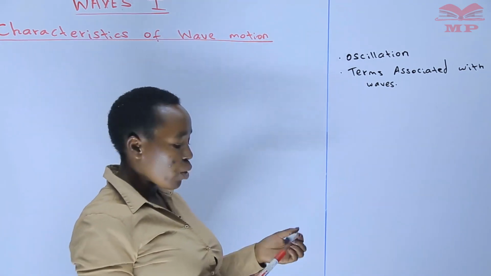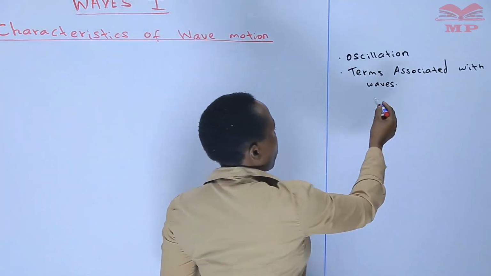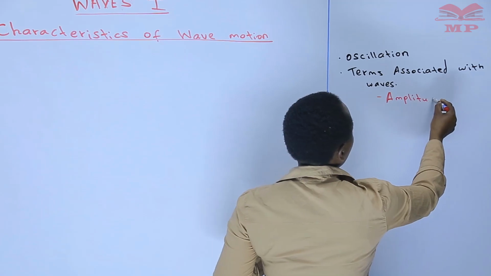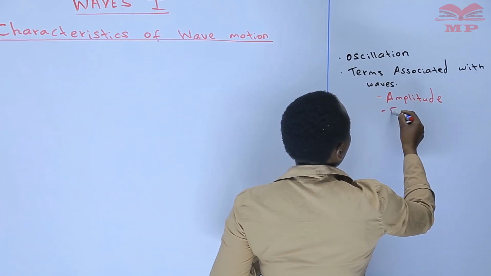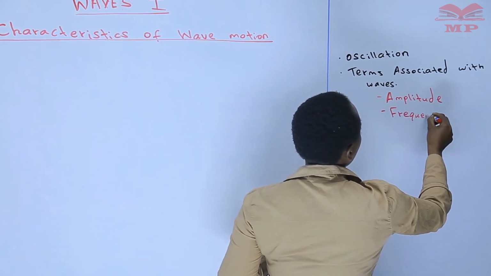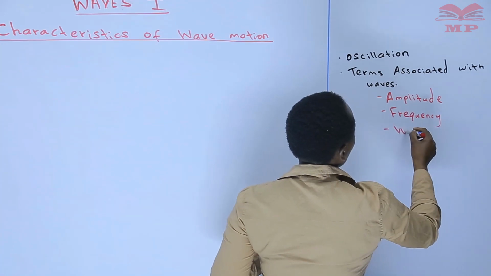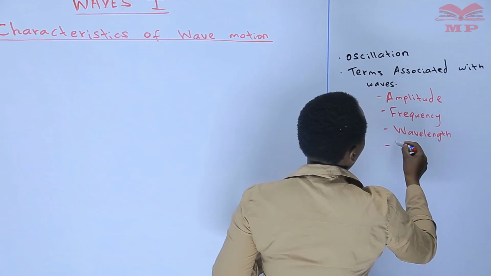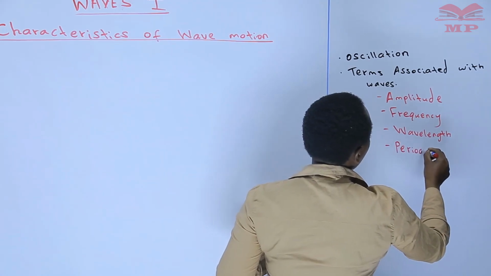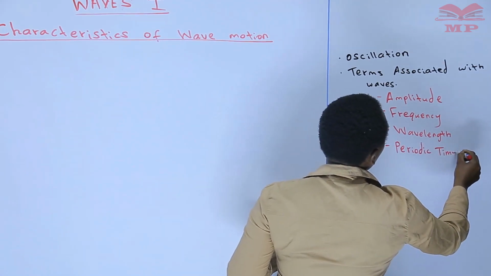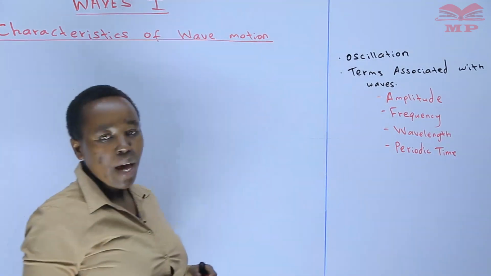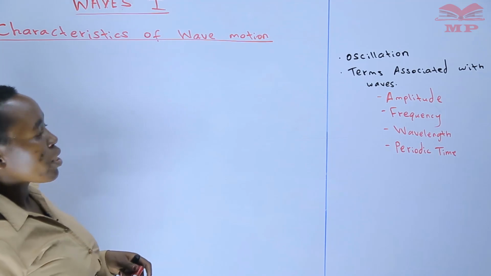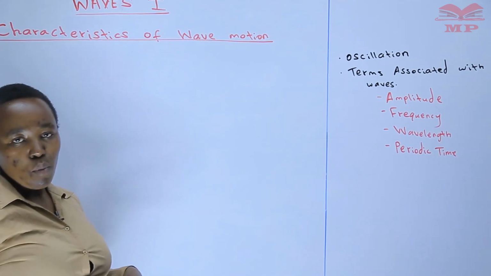And these terms that we are going to look at are amplitude, frequency, wavelength, and periodic time. So those are the terms that we are going to explain in our lesson. So, characteristics of wave motion.